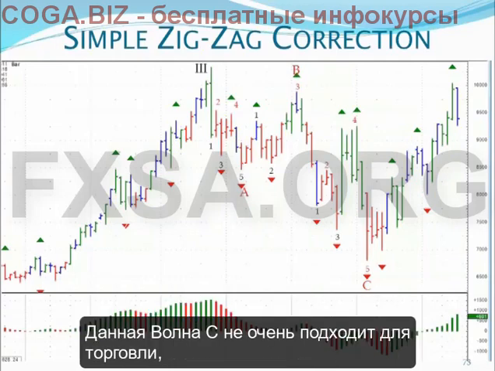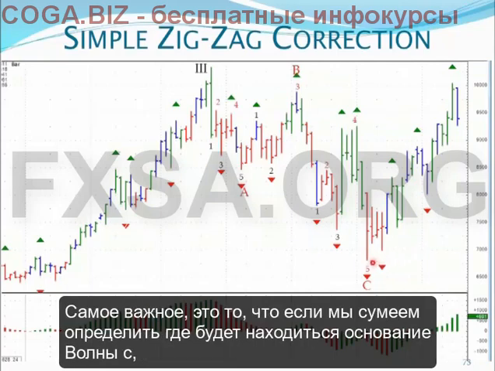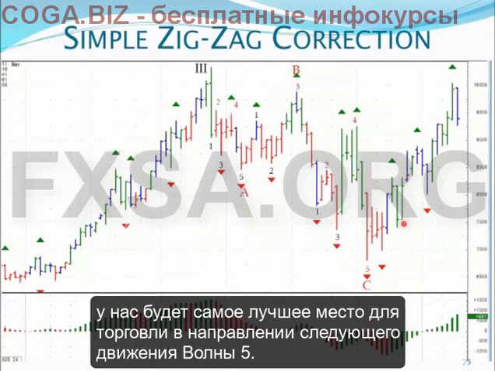Now this wasn't a very good tradable C wave, but a lot of times you'll have a nice clean C wave that is tradable. Most important part is that if we can locate the bottom of C, we can have the best trade location to get in for the next move of the wave 5.